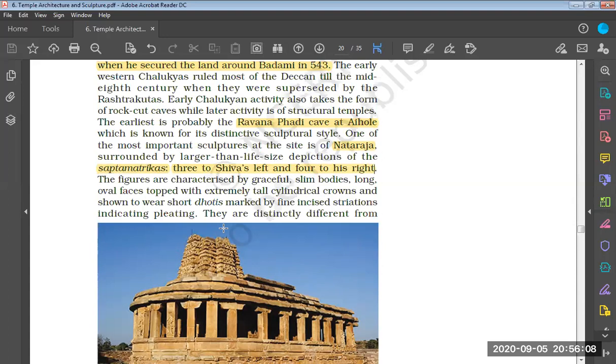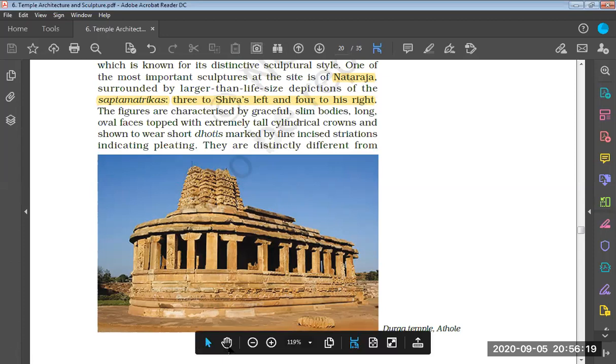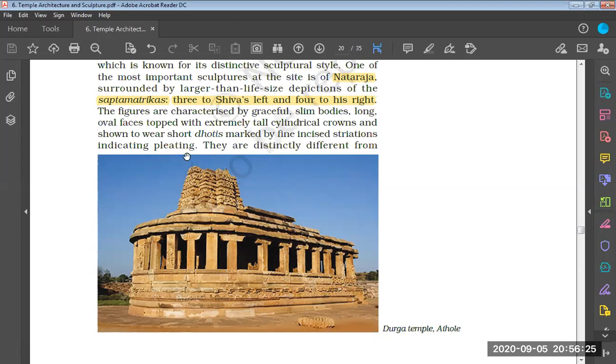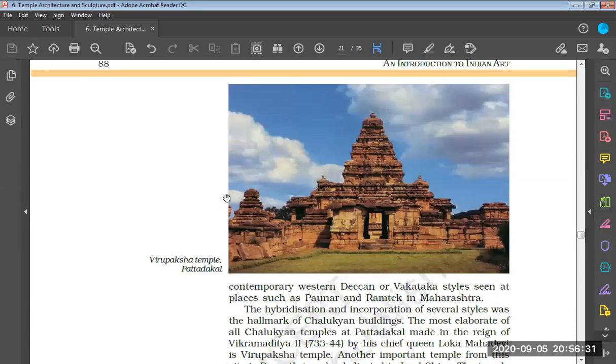The figures are characterized by graceful, slim bodies, long oval faces topped with extremely tall cylindrical crowns, and shown wearing short dhotis marked by fine incised striations indicating pleating. So they are distinctly different from the contemporary Western Deccan or Vakataka style seen at places such as Ramtek.